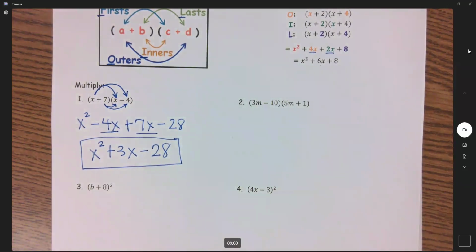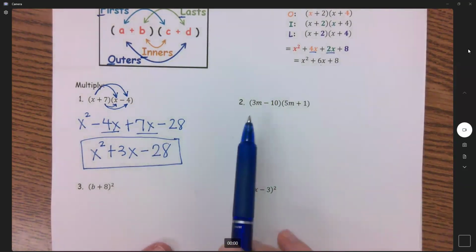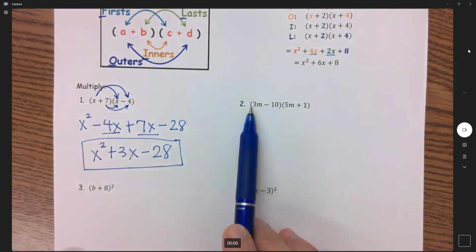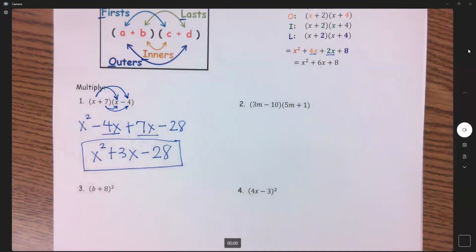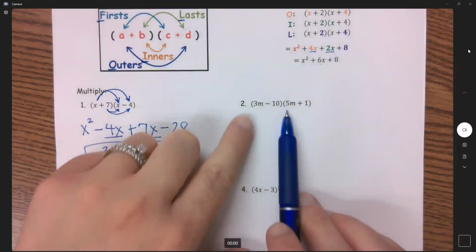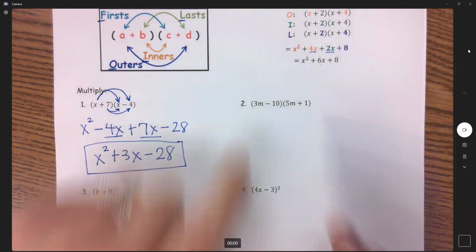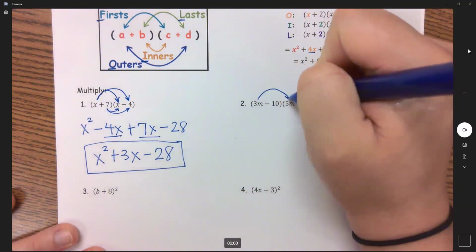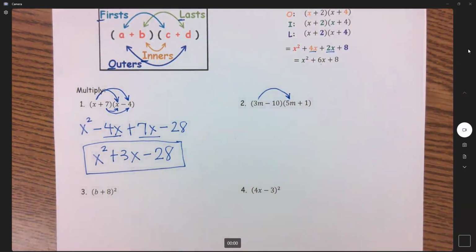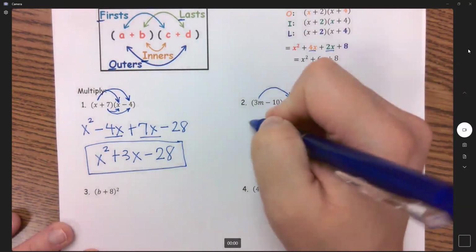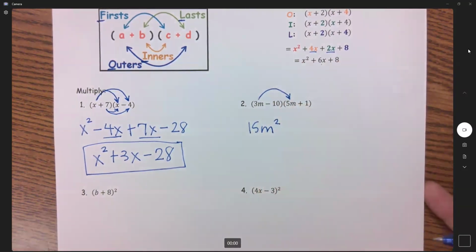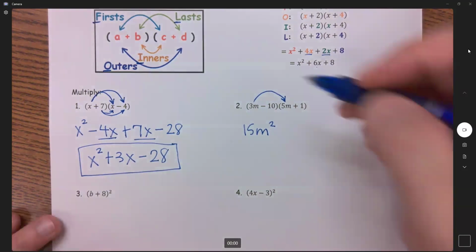Okay, number 2 is a little bit more difficult because it's not just x and x as the first term. Now we have a 3m and a 5m. It makes it a little bit harder because we have a constant in front of our variable term, but it's the same procedure. So my first is 3m times 5m. It's going to give me 15m squared. So 3 times 5 is 15. m times m is m squared.